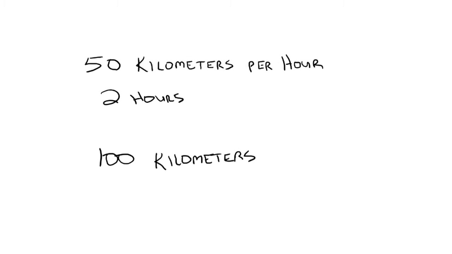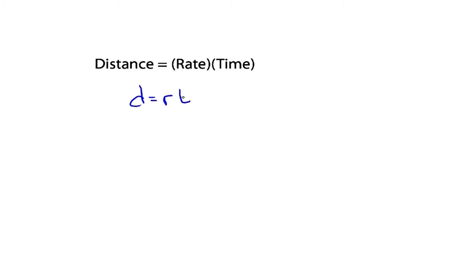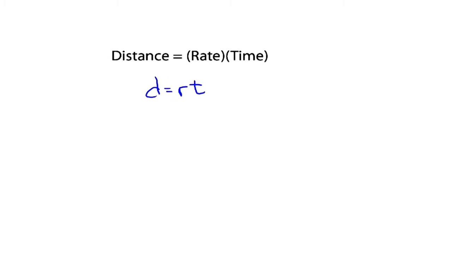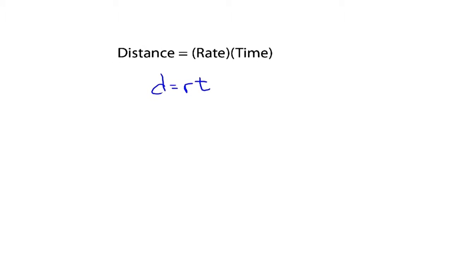Formalizing that with mathematics, we have the following. Distance is equal to rate times time, right? 100 kilometers is equal to 50 times 2, right? That's where we got that from. We'll also abbreviate it to just D equals RT, right? Distance is equal to rate times time. All right, so let's look at an example.